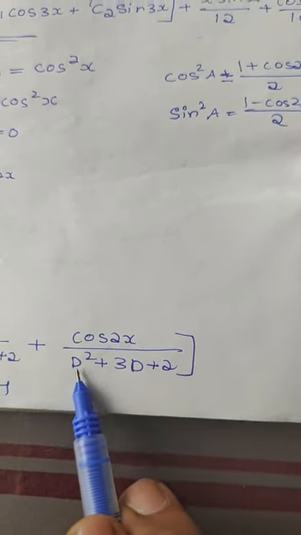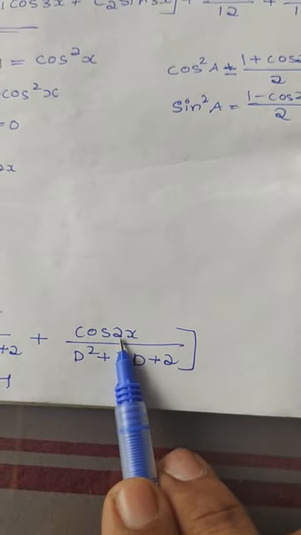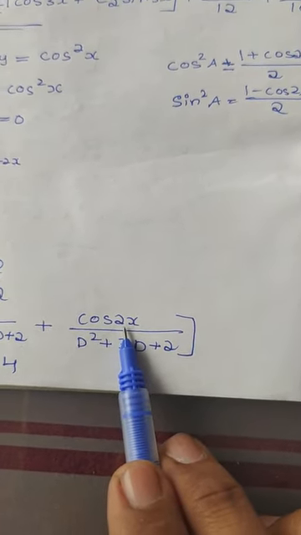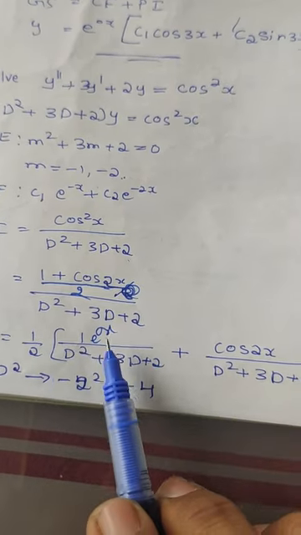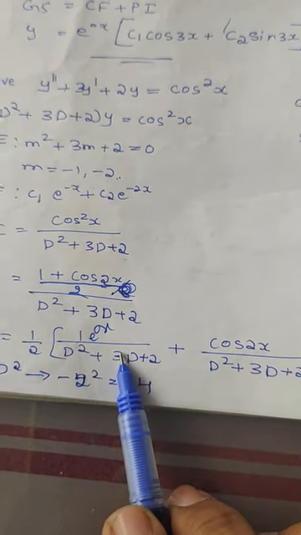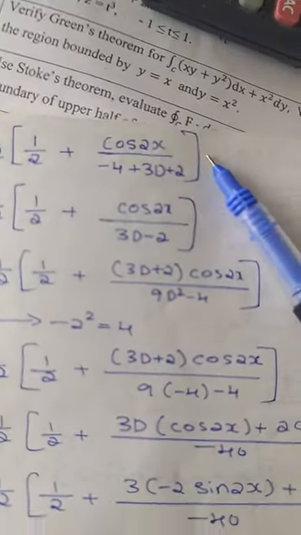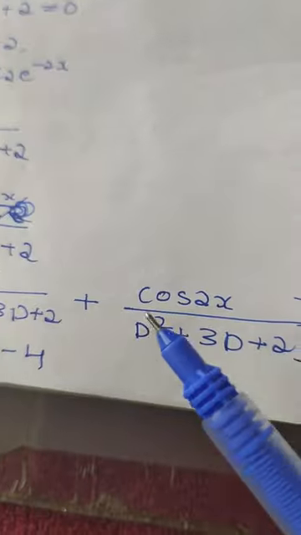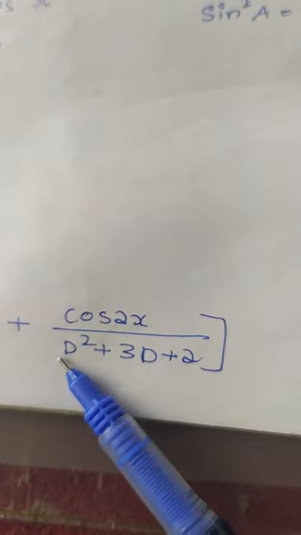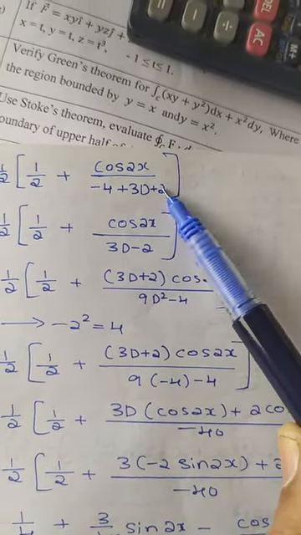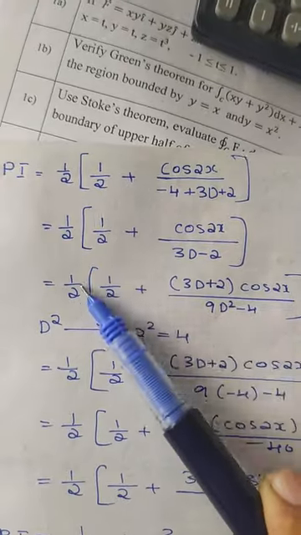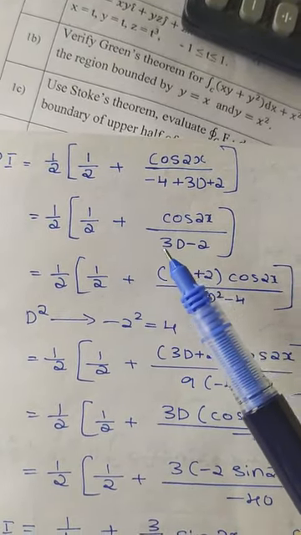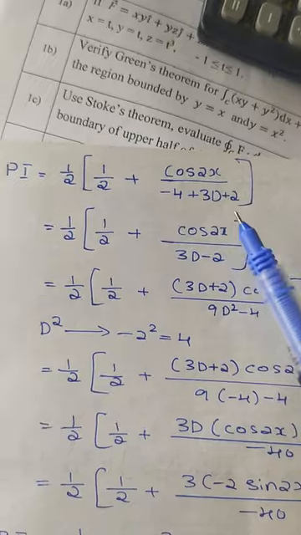We have to replace d square term by minus 2 square. 1 by 2 into first term PI is 1 by 2, using type 1 for exponential function. Now come to the second term: cos 2x divided by, if you replace d square by minus 2 square, we get minus 4 plus 3d plus 2. Then 1 by 2 into 1 by 2 plus cos 2x divided by 3d. If you simplify, you get 3d minus 2.